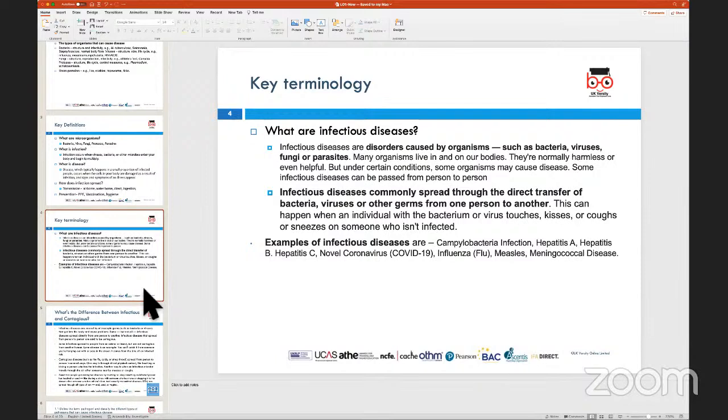Now let's look at infectious diseases. We now know what an infection is, and we know what a disease is. Now let's bring the terms together and talk about what infectious diseases are. Infectious diseases are basically disorders caused by microorganisms. They could be bacteria, viruses, fungi, or parasites, and they live in or on our bodies.